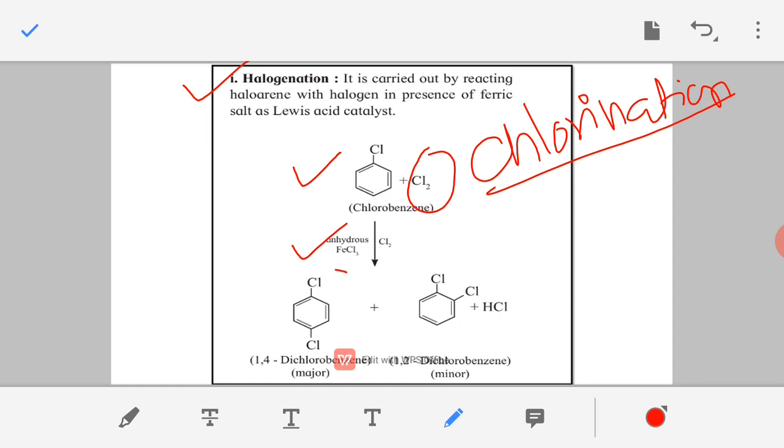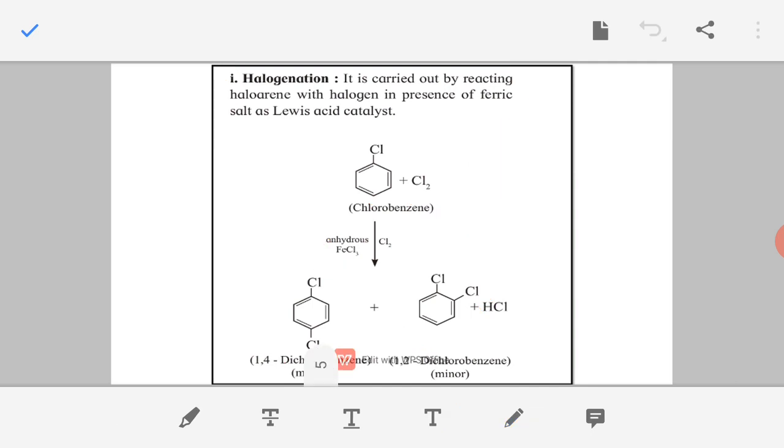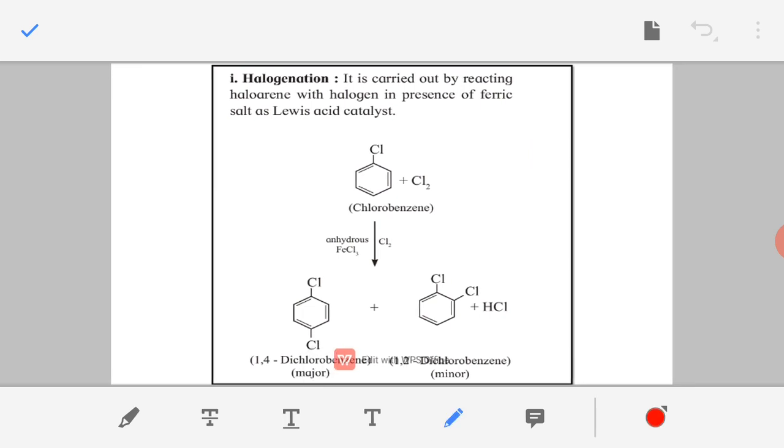Then in the first structure we have to attach the chlorine to the para position, and in the second structure we have to attach the chlorine to the ortho position, and therefore the compounds that can be formed are 1,4-dichlorobenzene and 1,2-dichlorobenzene.